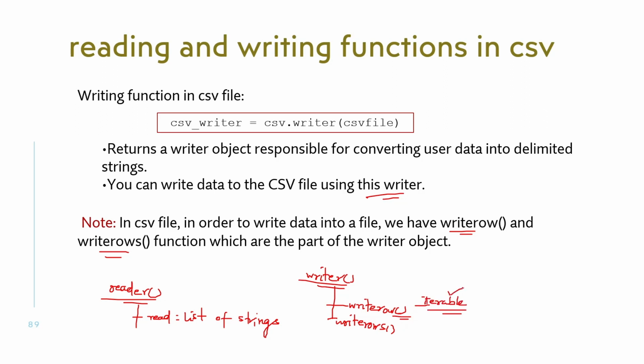Now whatever data you provide in the writer function, the writer object will write the data in the form of list of strings. Since it writes the data in the form of list of strings, that's why we only got the data in the form of list of strings. Now let's see an example. Then it will be clear what the reading and writing function in a CSV file is.